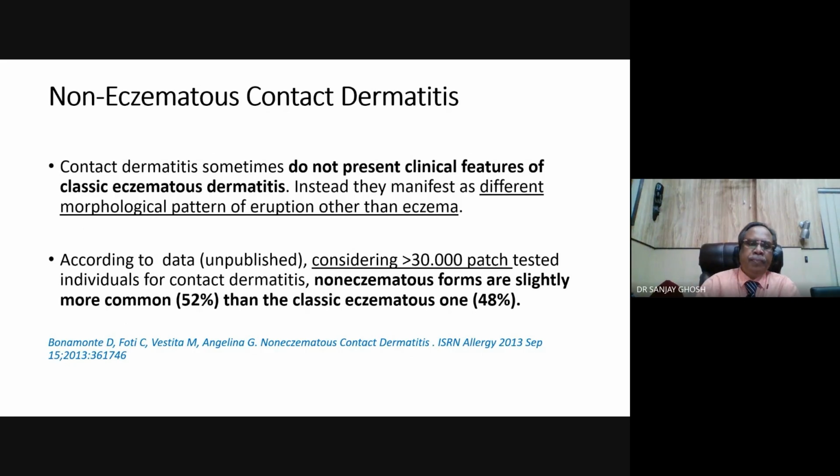Now again a very important area of contact dermatitis, non-eczematous contact dermatitis. From our childhood or our early medical studentship we have the impression that contact dermatitis means eczema. That's not true. You have to understand that classic eczematous dermatitis may not be the presentation of contact dermatitis. And this is an interesting paper by Bonamonte, though unpublished data, that non-eczematous forms are slightly more common, 52% rather than the classic eczematous.